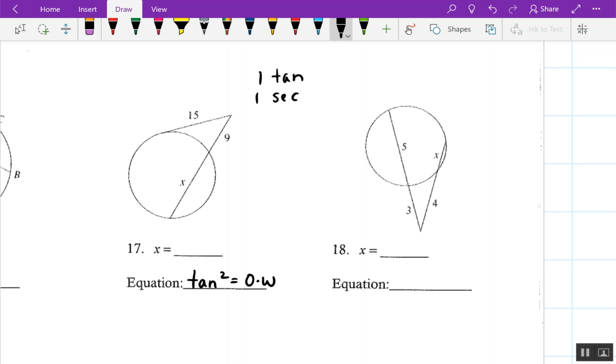Come on. All right. Which one is the tangent? 15. All right. So this is your tangent. Which one is the outside on the secant? 9. And what is the whole? X plus 9. There we go. So this will be 15 squared equals 9 times X plus 9.